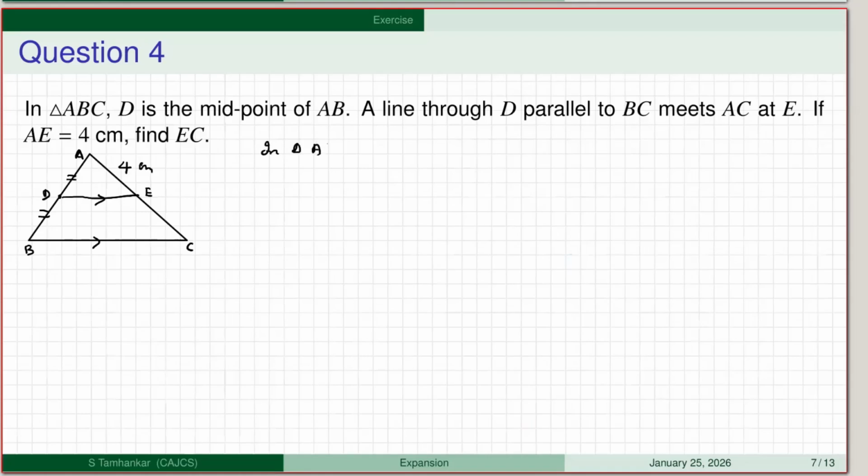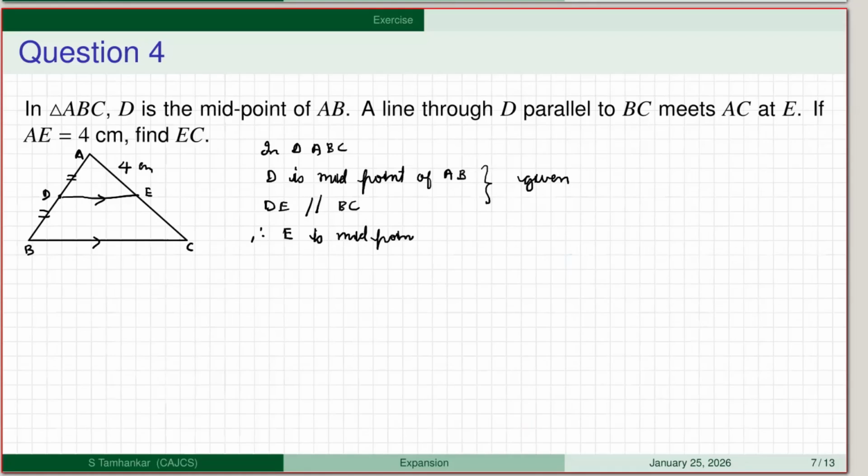So we write, in triangle ABC, D is the midpoint of AB, DE is parallel to BC. These two things are given to us. And therefore we get E is the midpoint of AC. And the reason is the converse of the midpoint theorem.